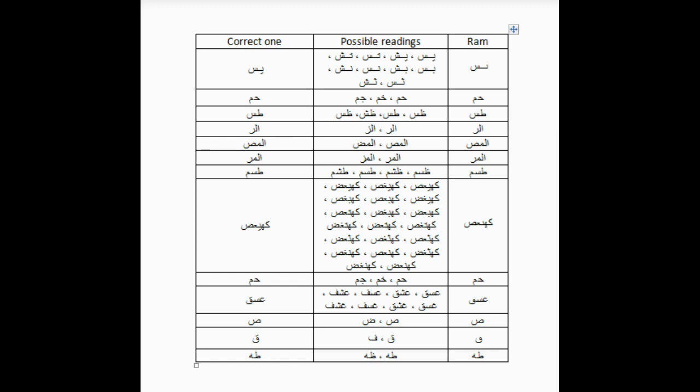So let's take the first example. This one could be read as Yasin, Yashin, Tasin, Tashin, Basin, Bashin, Nunsin, Nunshin, Thatsin, Thashin. 10 different ways. But all of the readers somehow agreed to recite it as Yasin. All the readers, with no exception whatsoever. And the same goes for the second one, Hamim. It could be read in 3 different ways, but it's only recited in one way by all the readers. There are cases where there are 20 possible readings, but all the readers of the Quran agreed on one reading.